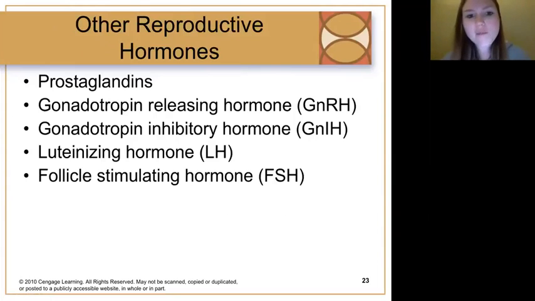So other reproductive hormones, you have prostaglandins, gonadotropin releasing hormone, gonadotropin inhibitory hormone, luteinizing hormone, and then follicle stimulating hormone. So the ones that I would really like you to be familiar with are the ones on the previous slide. These are just for you to see, and I might talk about them a little bit, but I didn't really understand the function of these and how they regulate reproduction until my reproductive physiology class. So I don't want to go too in-depth for the sake of intro. But just so you see these, so that if you do take later animal science classes at any point in time, you're at least familiar and you've seen these before.